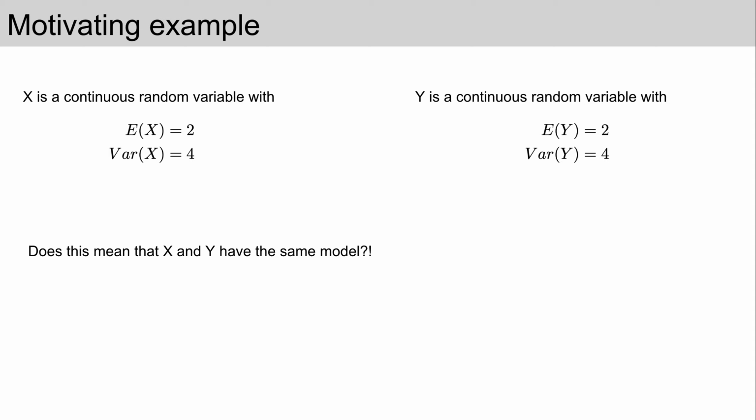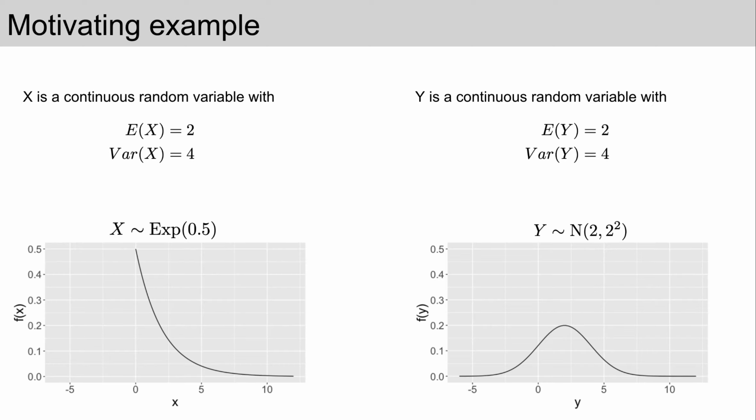Since they have the same mean and variance, does this mean that x and y have to have the same model? Not necessarily. For example, x is exponential with a rate of 0.5, and y is normal with a mean and standard deviation of 2. Though x and y do happen to have the same mean and variance, they definitely do not have the same model. Whereas x is skewed, y is symmetric. Whereas x can only take on positive values beyond 0, y can take on any value in the real line.